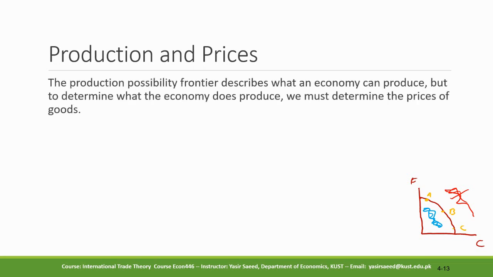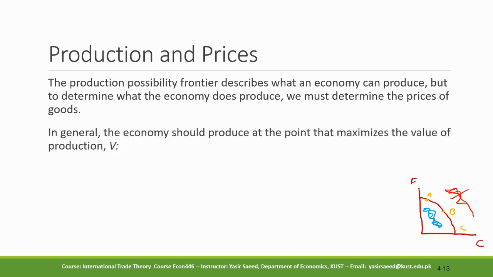The production possibility frontier describes what the economy can produce, but to determine what the economy does produce, we must know the prices of these goods. In general, the economy should produce at the point that maximizes the value of production.